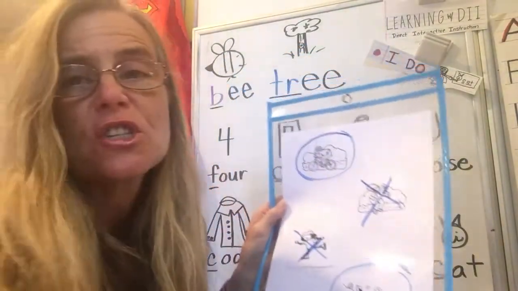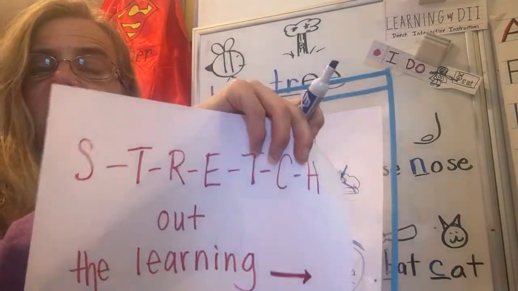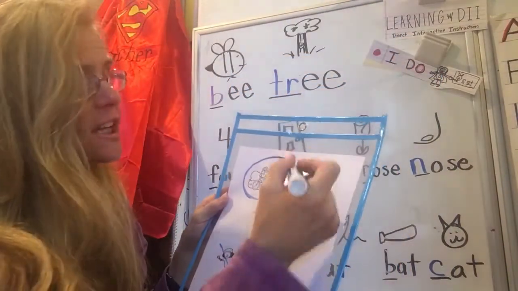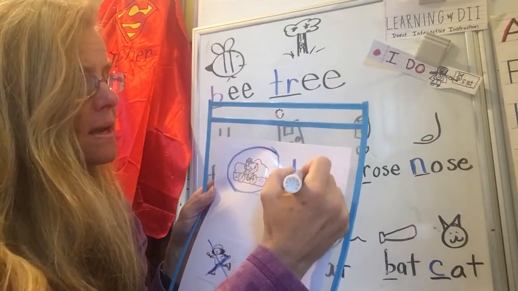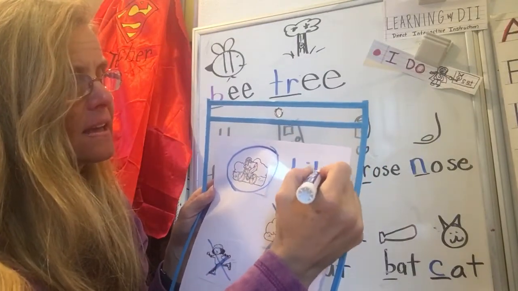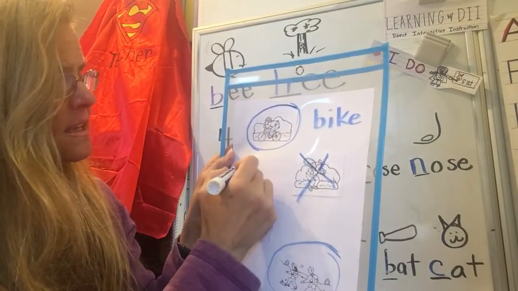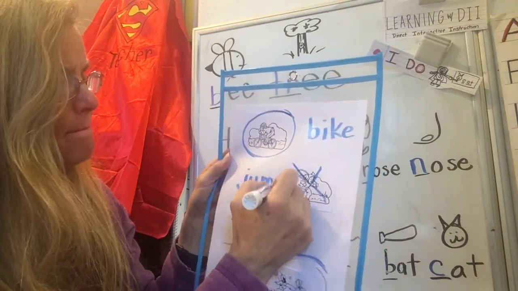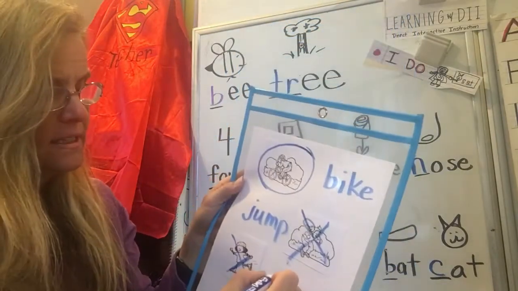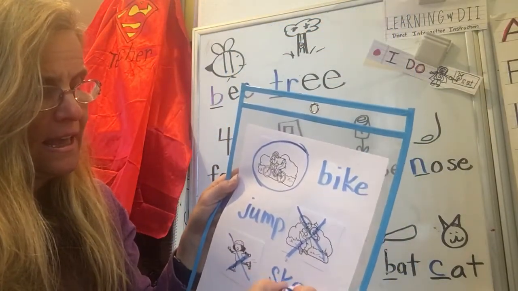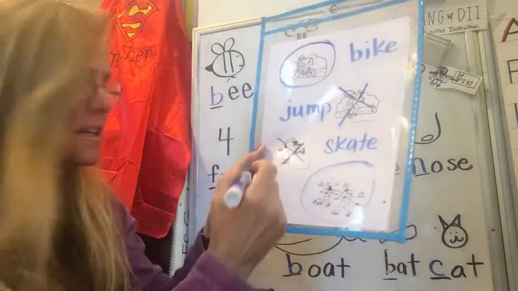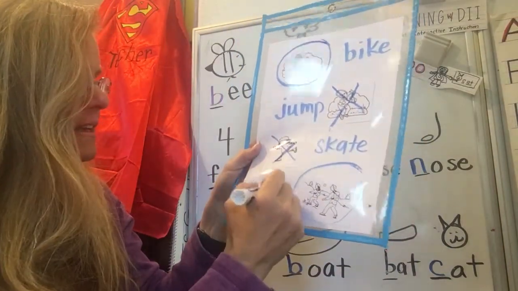What I could do to stretch out the learning is I could write the words or have somebody bigger write the words and I could look at them. B, I, K, J, P, S, K, A, T, H, I, K.